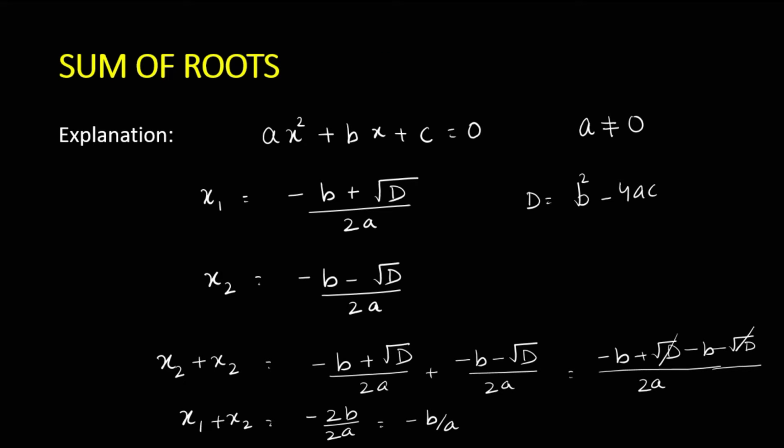So if we know the value of coefficients, that is a, b, c, we can find the sum of roots is minus b over a. So this is very important, so you have to learn this formula. Sum of roots is minus b over a, that is negative of the coefficient of x divided by the coefficient of x squared. So this is the sum of roots of quadratic equation.